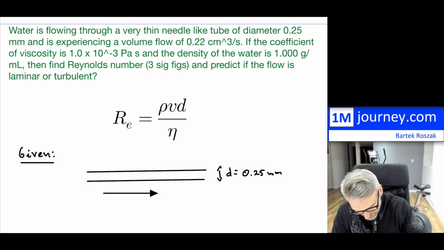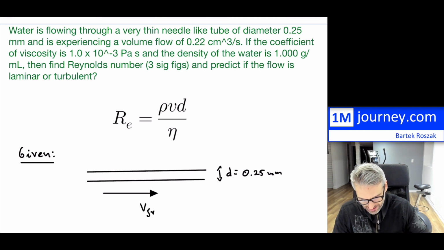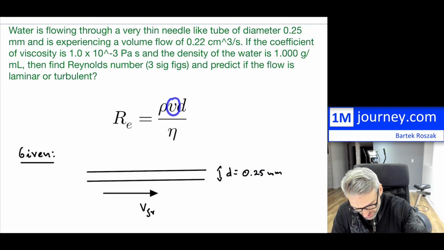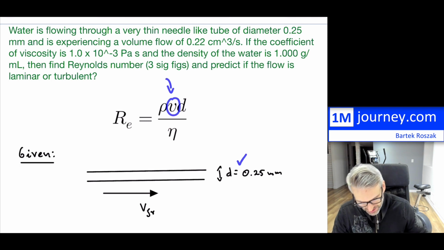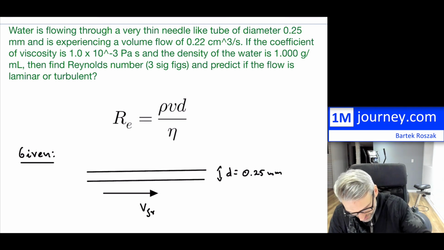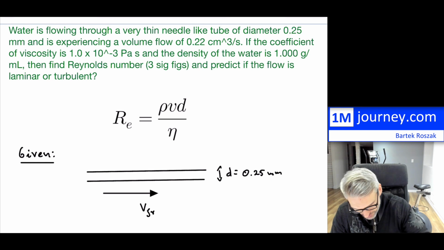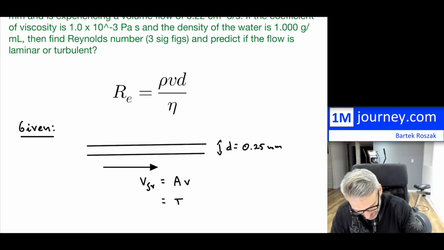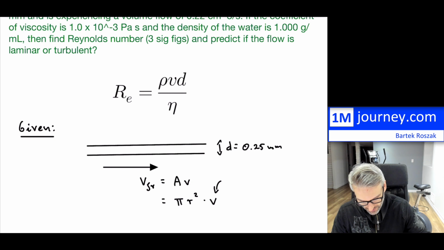It is experiencing a volume flow, so this is the volume flow rate. We're going to need to find the speed, but if we have the diameter, then we have the radius, so we can find the cross-sectional area. Just a reminder to everybody watching, one way to find the volume flow rate is the cross-sectional area times v. So for us, this is pi r squared multiplied by v. And I need to find what this v is in order to find the Reynolds number.